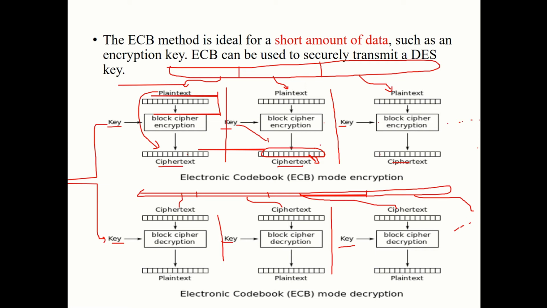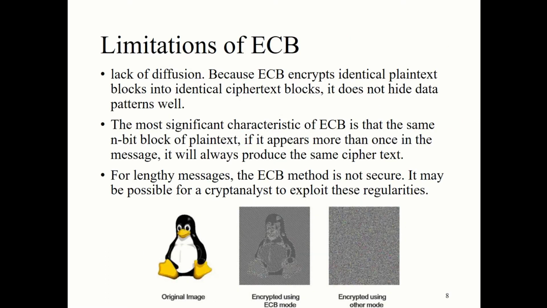So if I decrypt one block, then I will be able to get the key and decrypt the other blocks, because the encryption is separate. There is no dependency between these blocks. This is the problem. So there's no diffusion, and the attacker will know exactly what the pattern is. Now this is the only problem.